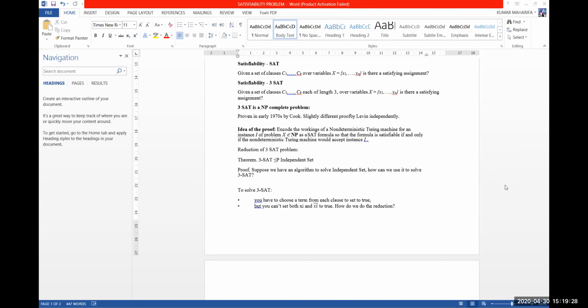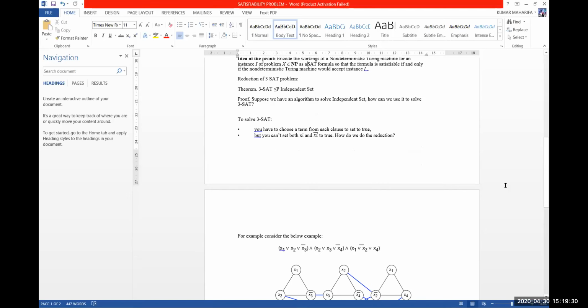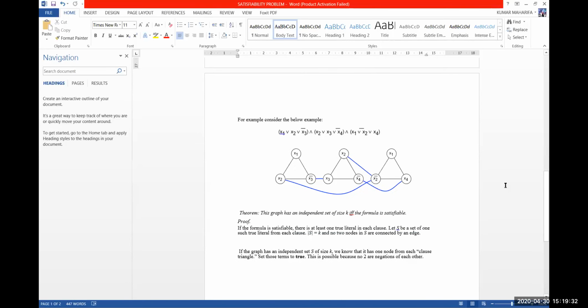So this can be easily visualized using this example. Okay, so take this example. This is a 3-SAT problem. Look into this. It is a conjunctive normal form. It is expressed in the form of Boolean formulas, and it has x1, x2, x3, and every clause has length 3. So we have 3 clauses, clause 1, clause 2, and clause 3, and every clause has length 3. And we have 4 variables, x1, x2, x3, and x4 inside it.